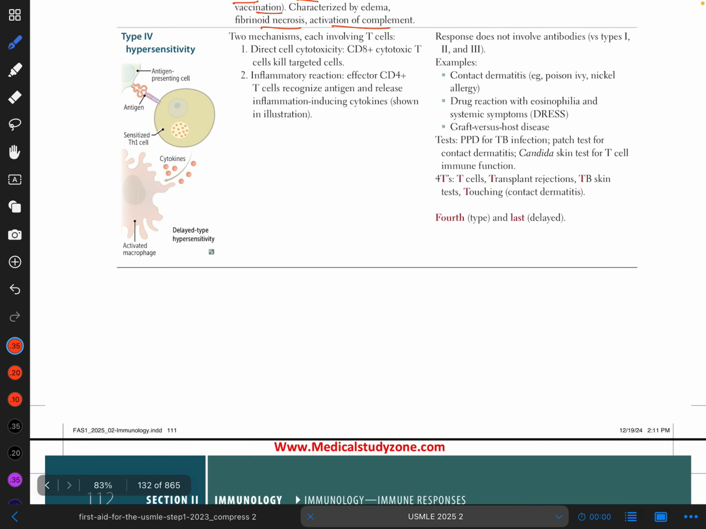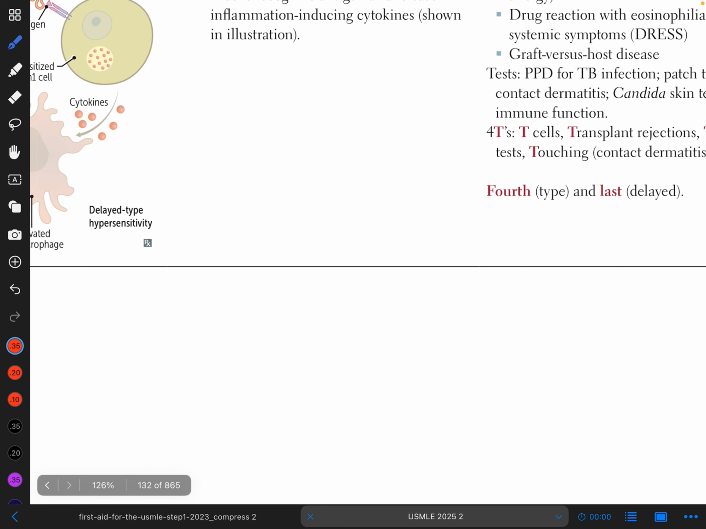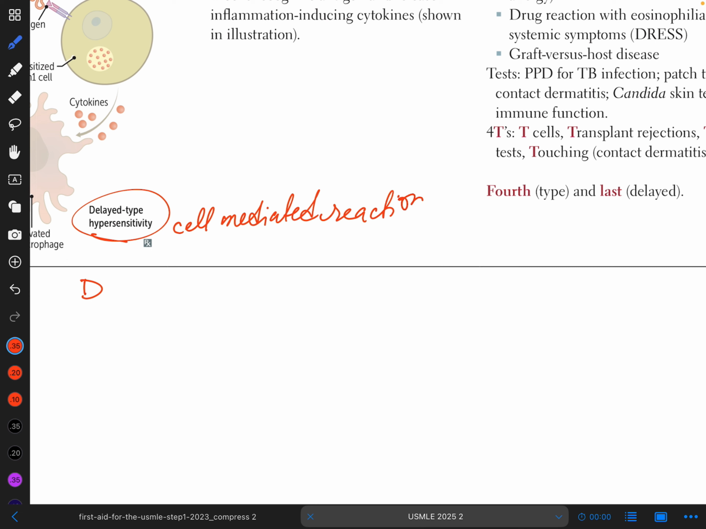Now we are going to talk about type 4. Type 4 hypersensitivity is a delayed type. It is a delayed-type hypersensitivity and has a cell-mediated reaction. There is no antibody involved, which is different from types 1, 2, and 3. Memory T cells initiate the immune response.